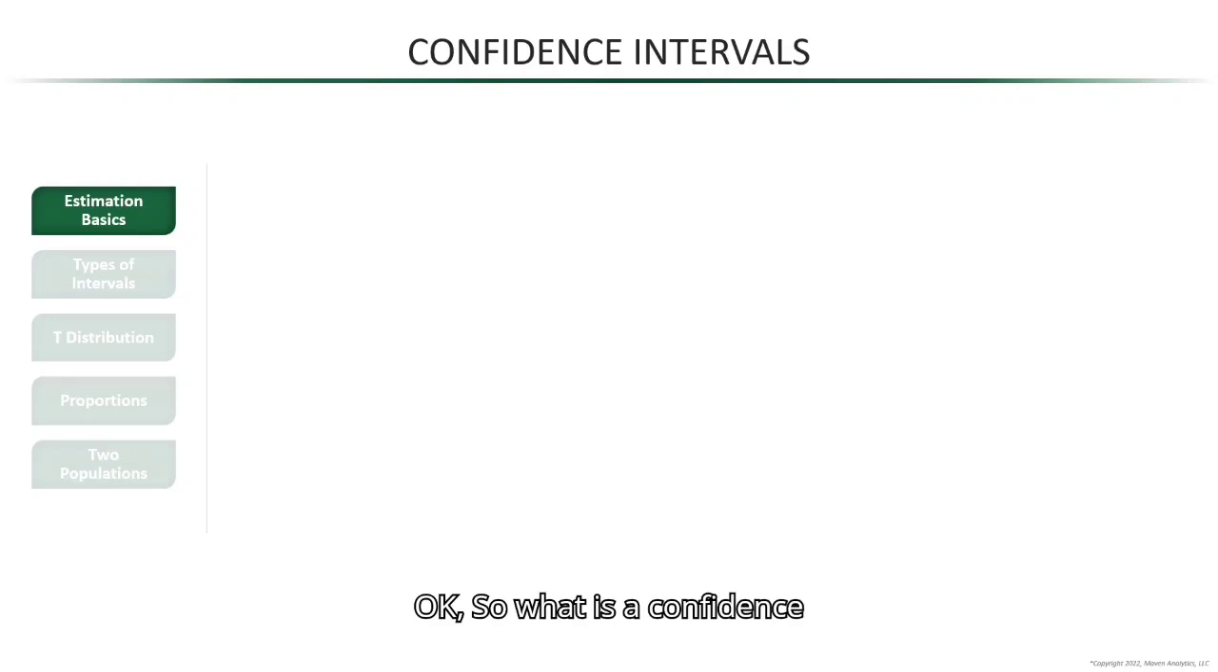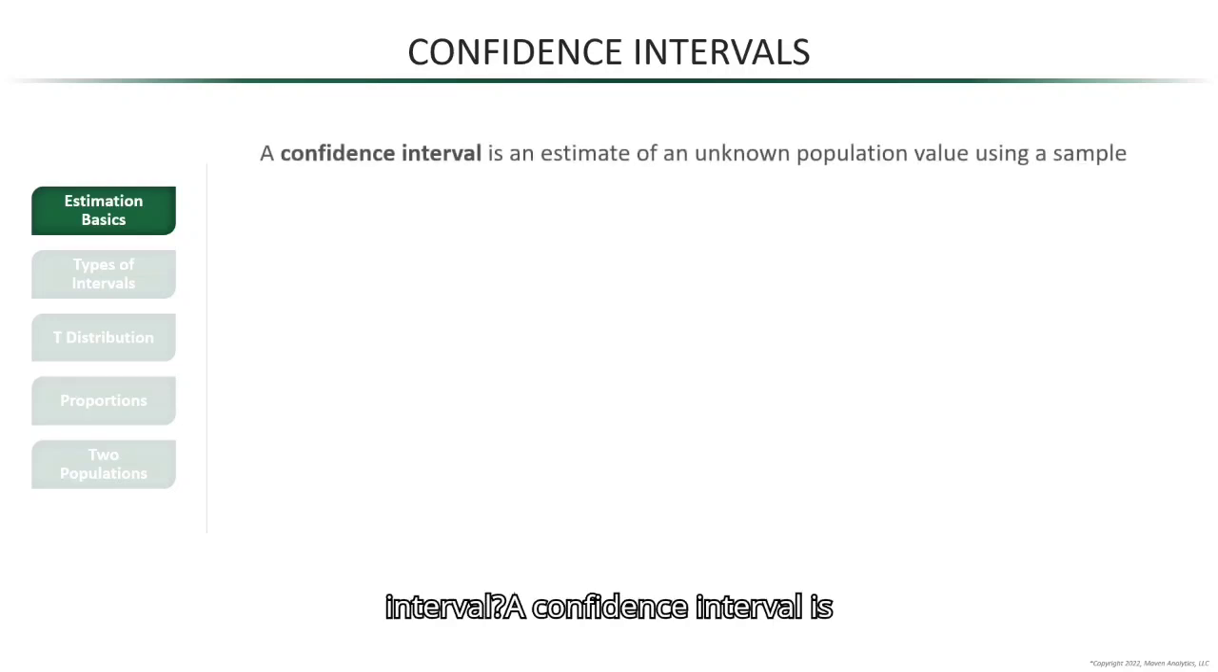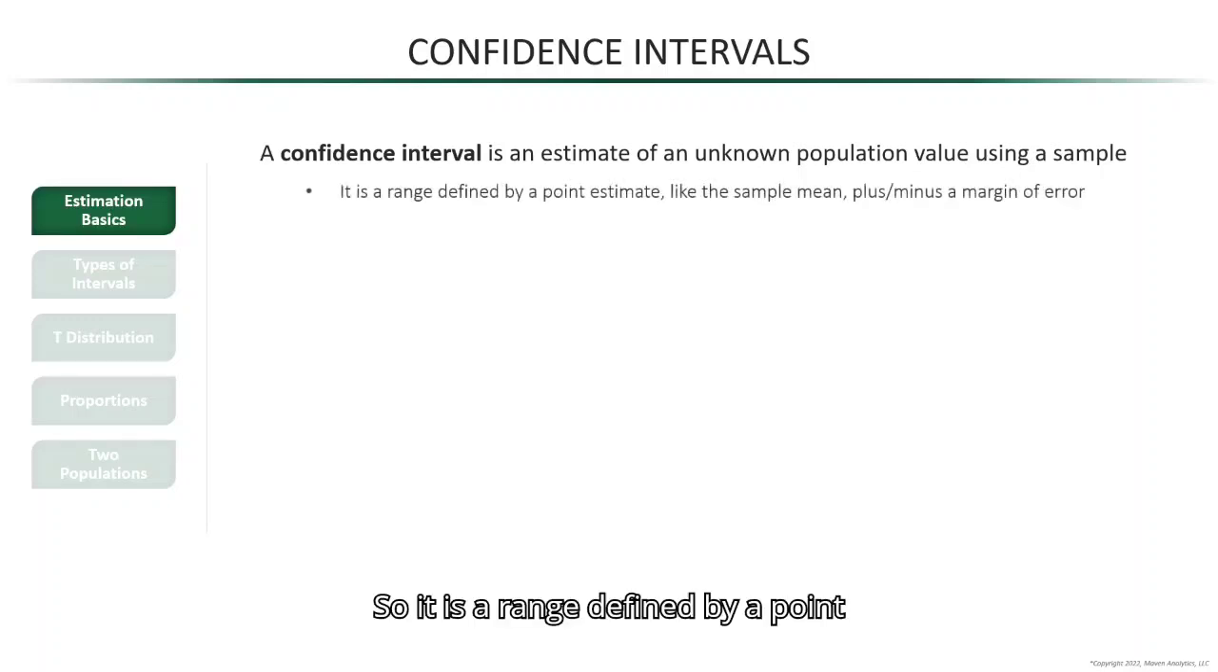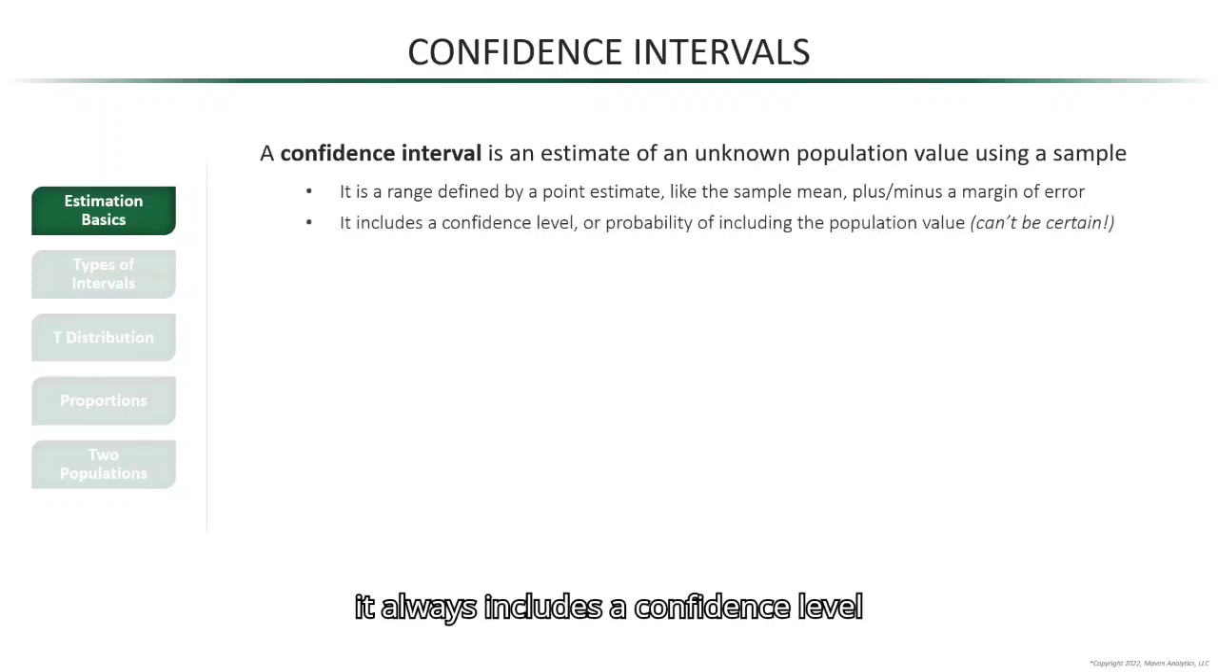Okay, so what is a confidence interval? A confidence interval is simply an estimate of an unknown population value using a sample. So it is a range defined by a point estimate, like the sample mean, plus minus a margin of error. And it always includes a confidence level or probability of actually including the population value that you're trying to estimate. Because remember, if we don't have all the population data, we can never be 100% certain. That's just statistics for you.